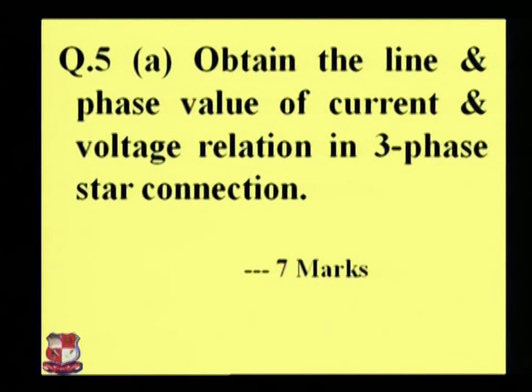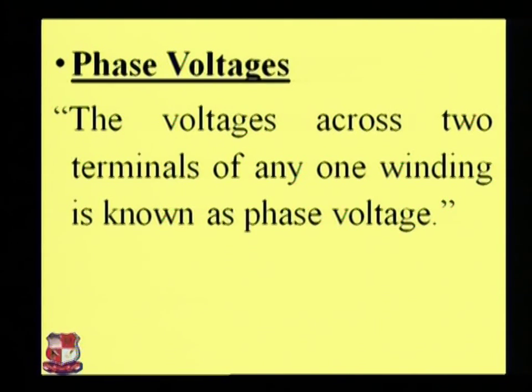Now the next question, that is question number 5a. Obtain the line and the phase value of the current and the voltage relationship between them in a three-phase or polyphase star connection. First of all, just go through the important terms of that star connection, that is line voltage, line current, phase voltage and phase current.